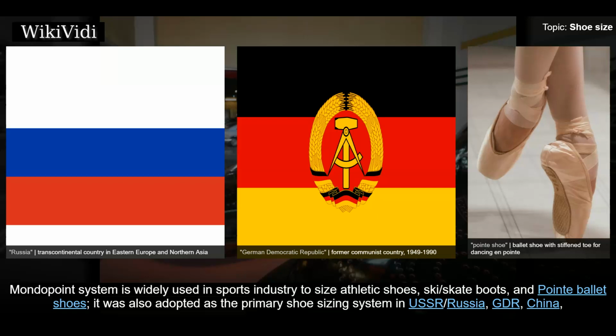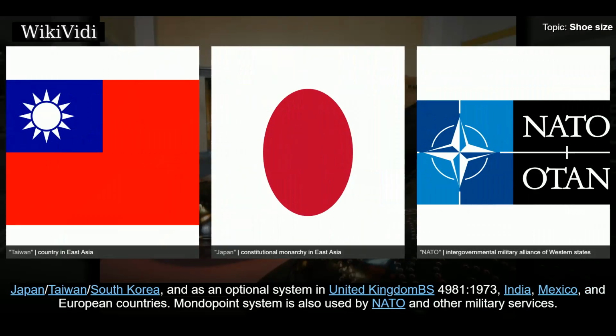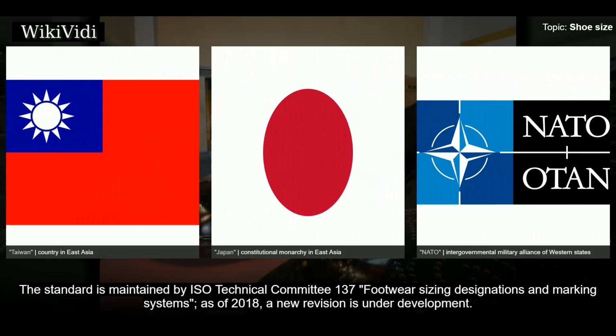It was also adopted as the primary shoe sizing system in USSR/Russia, GDR, China, Japan/Taiwan/South Korea, and as an optional system in United Kingdom BS 4981 to 1973, India, Mexico, and European countries. Mondopoint system is also used by NATO and other military services. The standard is maintained by ISO Technical Committee 137, Footwear Sizing Designations and Marking Systems. As of 2018, a new revision is under development.